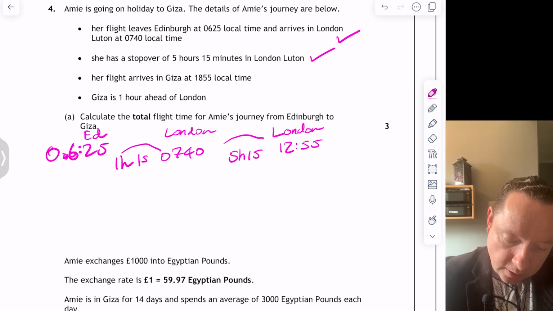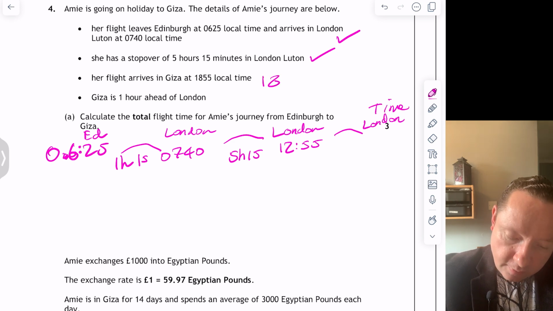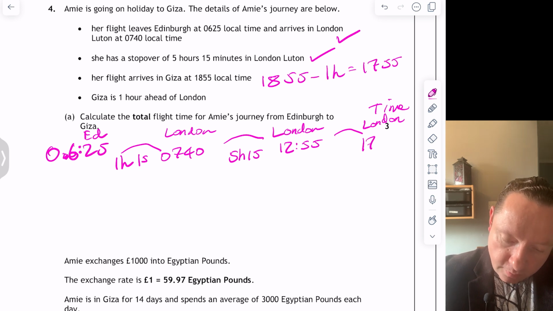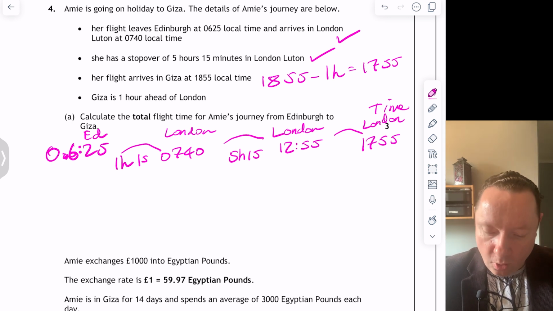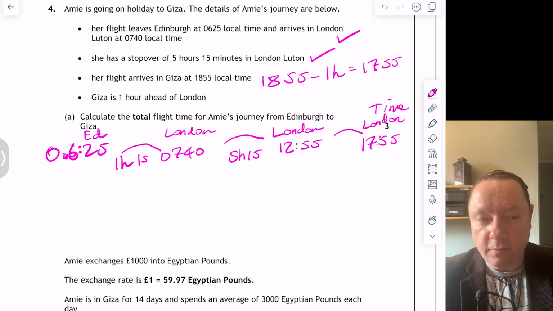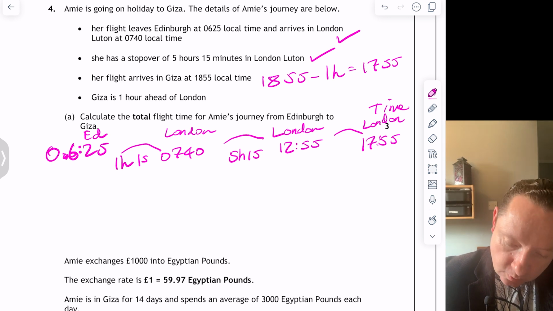She arrives in Giza at 16:55 local time, but the question also says Giza is 1 hour ahead. So if I think of London time instead of Giza time, 18:55 minus 1 hour, 18 becomes 17:55. So it's really 17:55 looking at my own clock. And how long is that? Well, that is 5 hours, isn't it? 12, 13, 14, 15, 16, 17. So that's just a 5 hour flight.